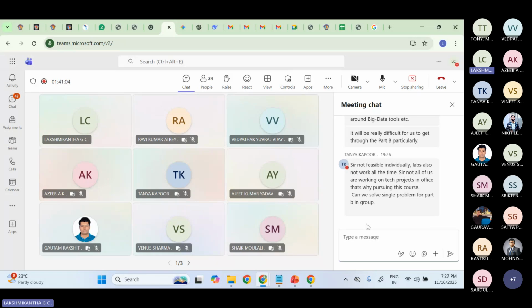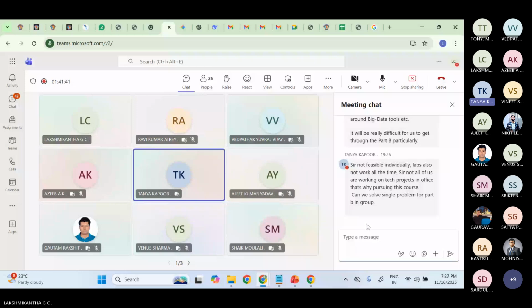Yeah, Tanya, just now I've addressed your problem only. Tanya, can you unmute? Yes, sir. Yes, Tanya. Once the people do not belong to a technical background, then you can go for group projects, not an issue. While submitting, they have mentioned a clause in that part B. I told you this long back, right? That's why we note that this should be individual.